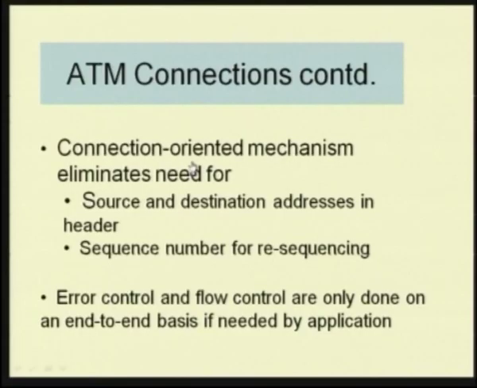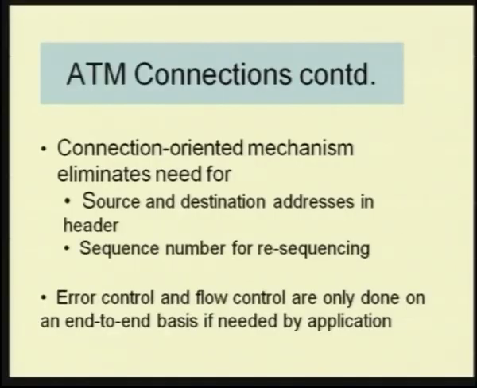The fact that it is connection oriented eliminates the need for source and destination addresses in the header. Remember, we have 5 bytes of header for every cell, for every 48 bytes of data that is sent. So we would definitely like to reduce the amount of overhead in the header. The connection oriented mechanism eliminates the need for source and destination addresses in the header, which would be required if you are doing a packet switched approach. Because it is virtual circuit switching, we do not need source and destination addresses in each cell. That is a major advantage.